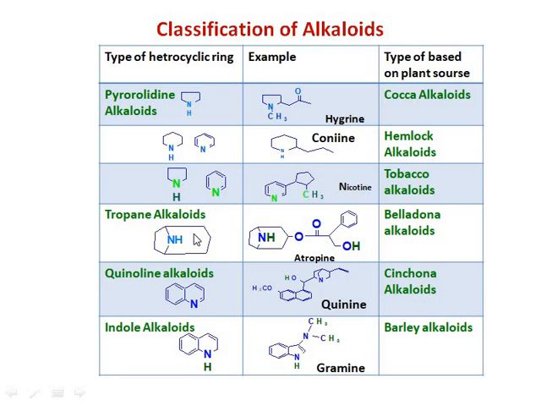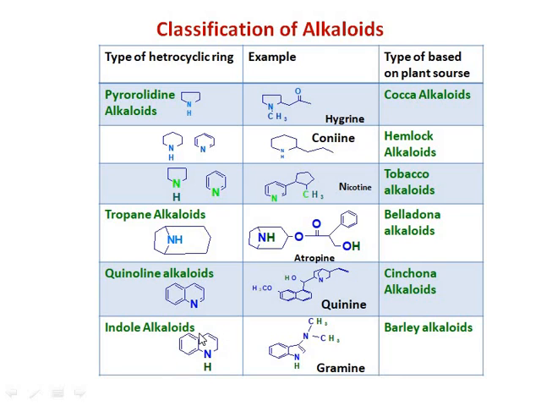Next is the tropane alkaloids. Such types of ring can be there. For example, atropine, which is obtained from belladonna plants. So the name is belladonna alkaloids. Then, a quinoline type of heterocyclic ring is present. The name is quinoline alkaloids. For example, quinine, which is obtained from the cinchona plant. So the name is cinchona alkaloids.